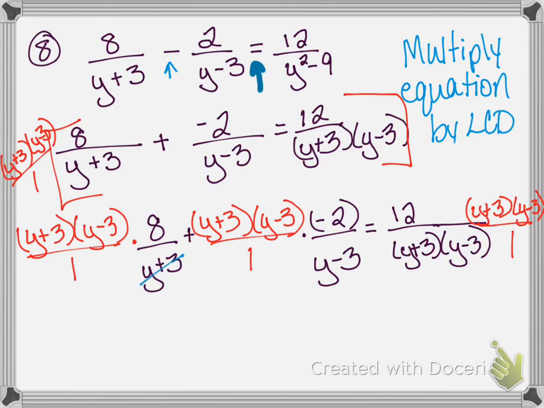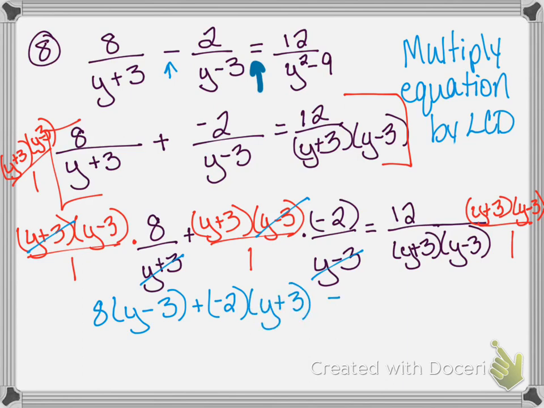So I have y plus 3 and y plus 3. So here I am left with 8 times y minus 3. Here I've got y minus 3 and y minus 3, so I'm left with negative 2. Remember, we moved that negative to the numerator, times y plus 3. Then here I canceled both of these out. So that works out super nicely, and I'm just set equal to 12.